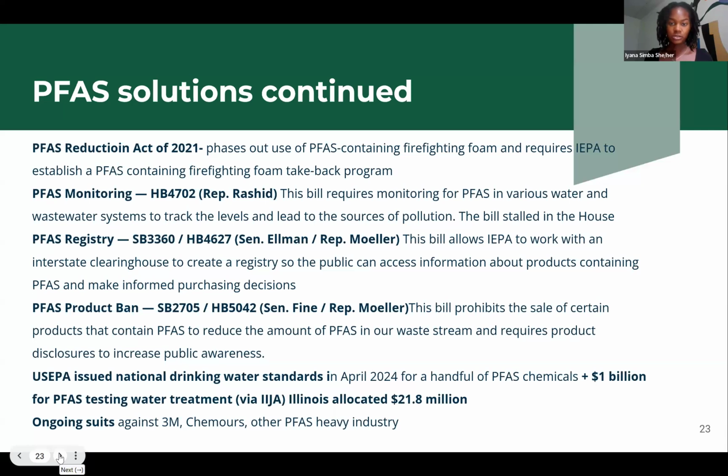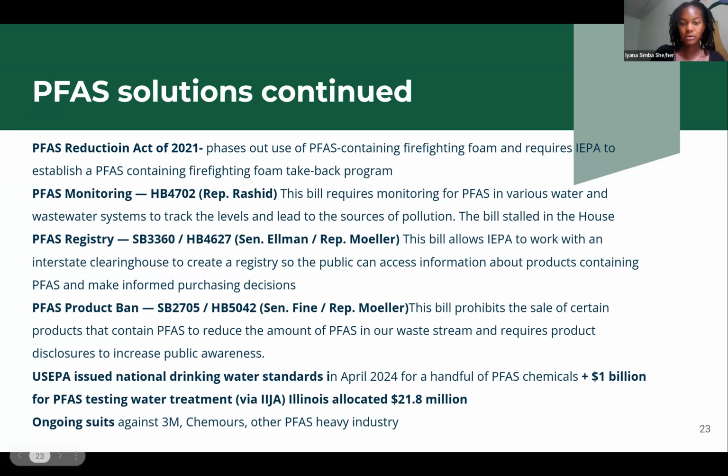So that was a huge victory for us to be able to phase that out. And now we're looking to try to establish a PFAS firefighting foam take back program. A few other ordinances, a few other bills that we proposed this year, a handful of them requiring monitoring water, a registry for PFAS contained products, and then just an outright ban of sale for products that contain PFAS. All those things did not pass this session, unfortunately, but we continue to work on them.